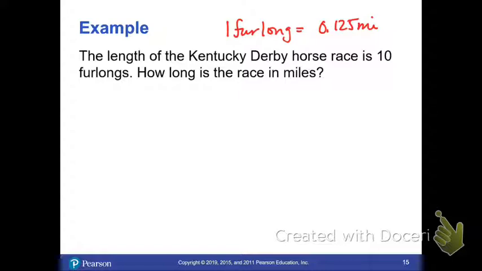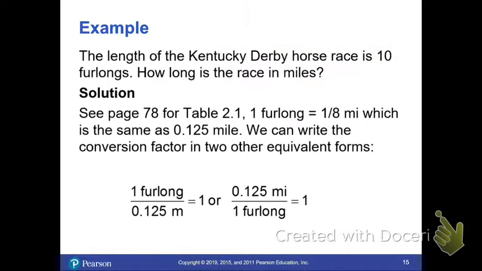For this next example, I want you guys to pause the video and work it on your own and see if you get the correct answer. So the length of the Kentucky Derby horse race is 10 furlongs. So horse races are measured in this unit called furlongs. How long is the race in miles? And I want you to use this conversion factor here, that 1 furlong is equal to 0.125 miles, to get your solution. So pause the video at this time to get the solution.